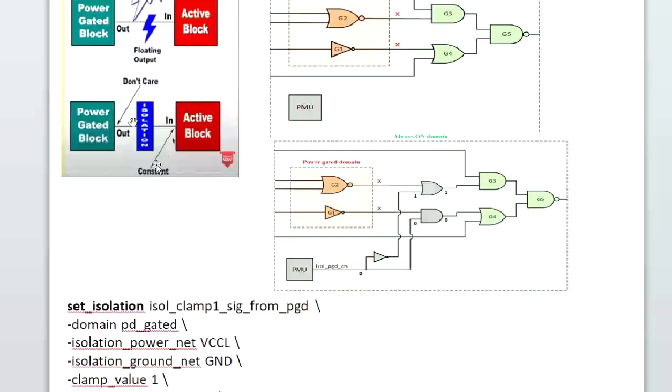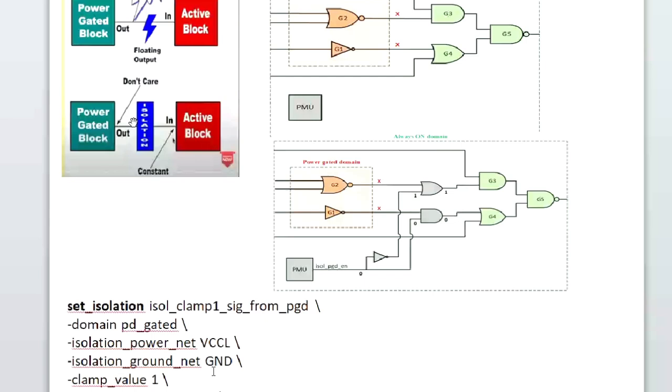The command is set isolation cells, in which we specify the domain we are working on. The isolation power is for the net VDD and ground. Clamp value 1 means we are using the OR gate to clamp the signal. The elements refer to the PGD wrapper. That's how we define it in the UPF file.